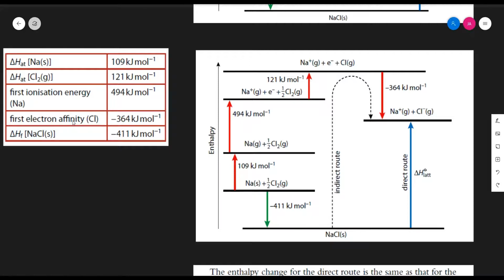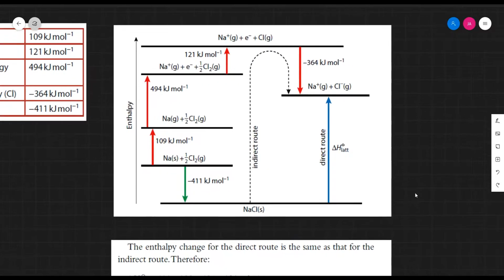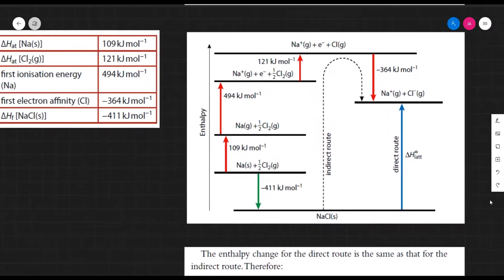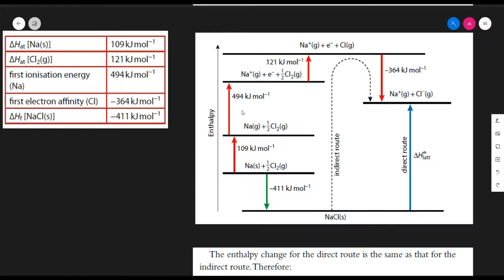I'm given the first electron affinity of chlorine, which is a negative value since it's an exothermic process, and I'm given the enthalpy change of formation of NaCl, which is also a negative value since the enthalpy change of formation of ionic solids is an exothermic process. And thus, as seen here, I've listed the values for the processes, and I've shown the indirect route that we would take to produce the lattice enthalpy of sodium chloride by constructing a cycle without stepping foot in a lab, and to determine its lattice enthalpy.